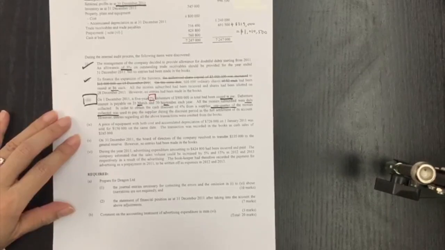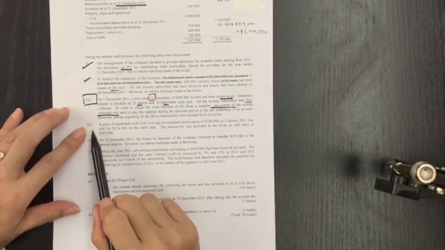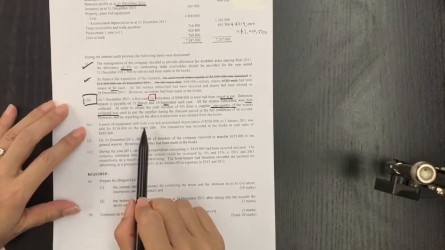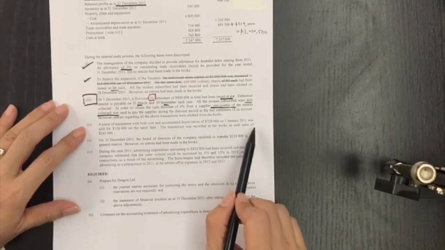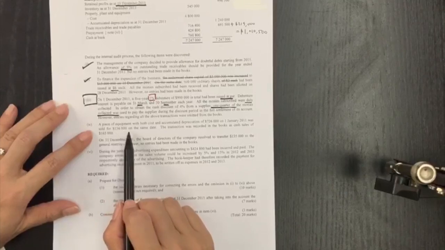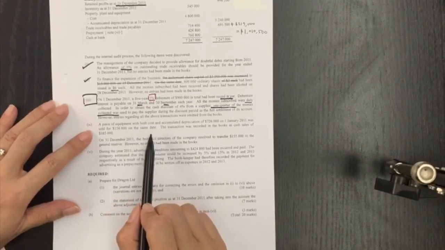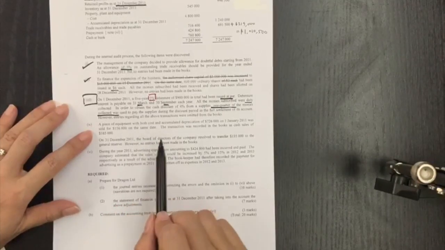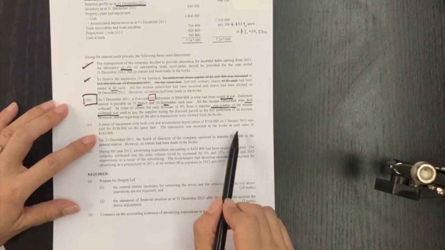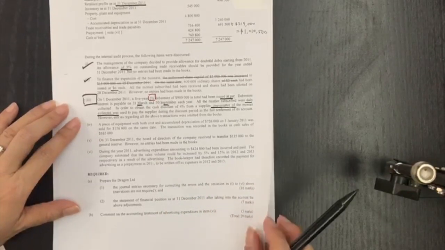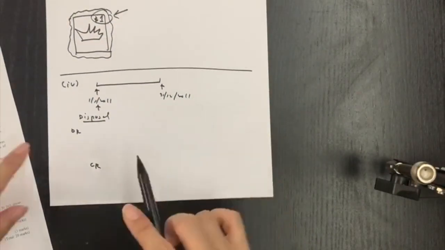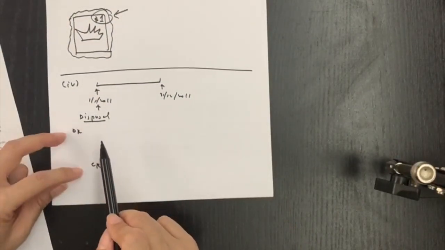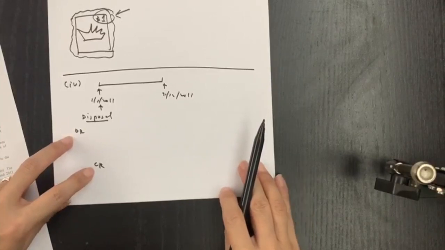Okay. Next, we have point number 4, saying that a piece of equipment with both cost and accumulated depreciation of the amount here was sold for this much on the same date. Therefore, what happened? We have disposal, and then the transaction was recorded in the books as cash sales. Again, we do it step by step to analyze. Okay, so here is the timeline, the date for disposal. Remember, we always have 4 steps for disposal.